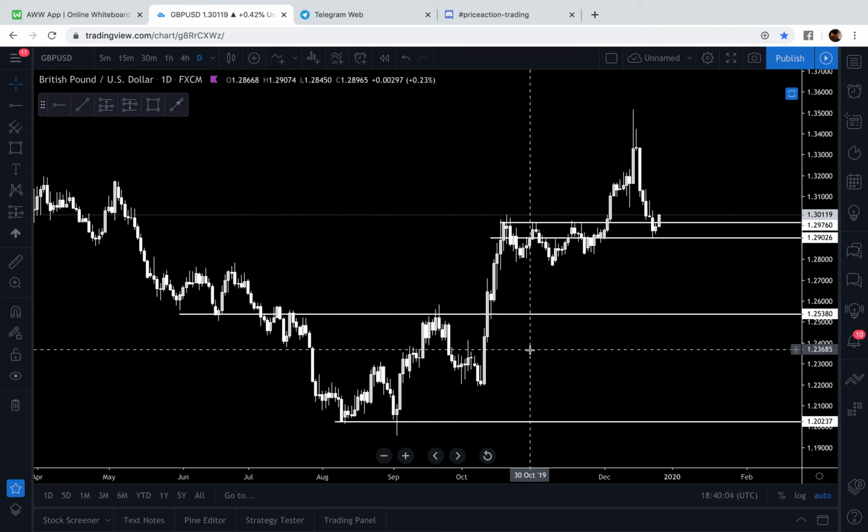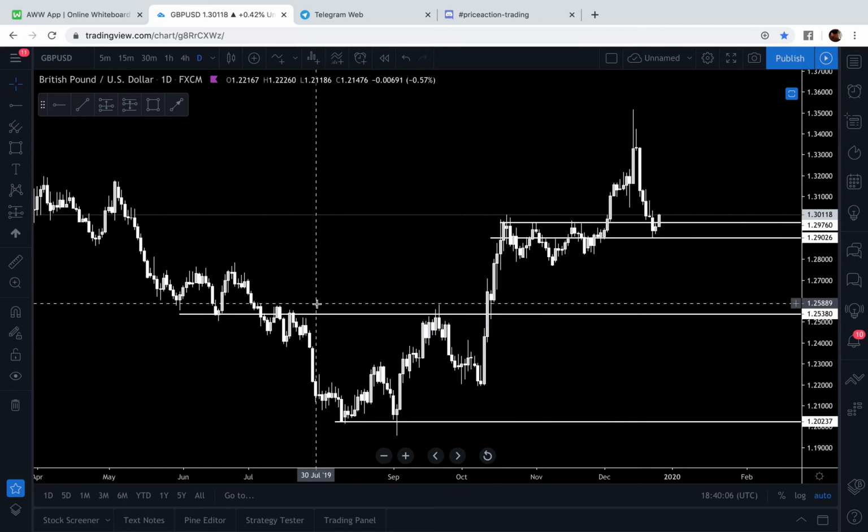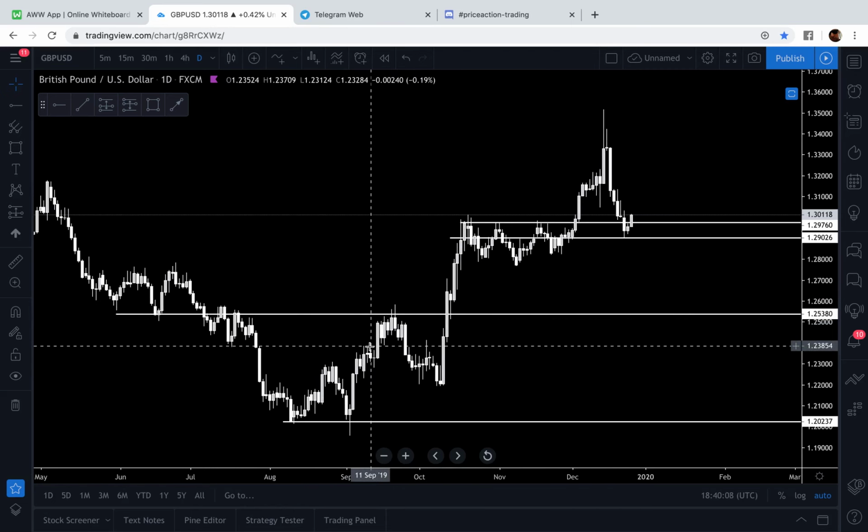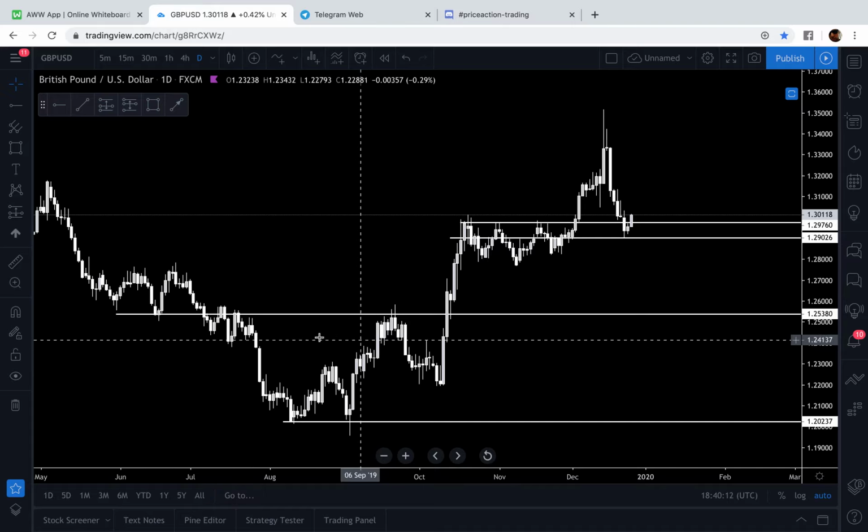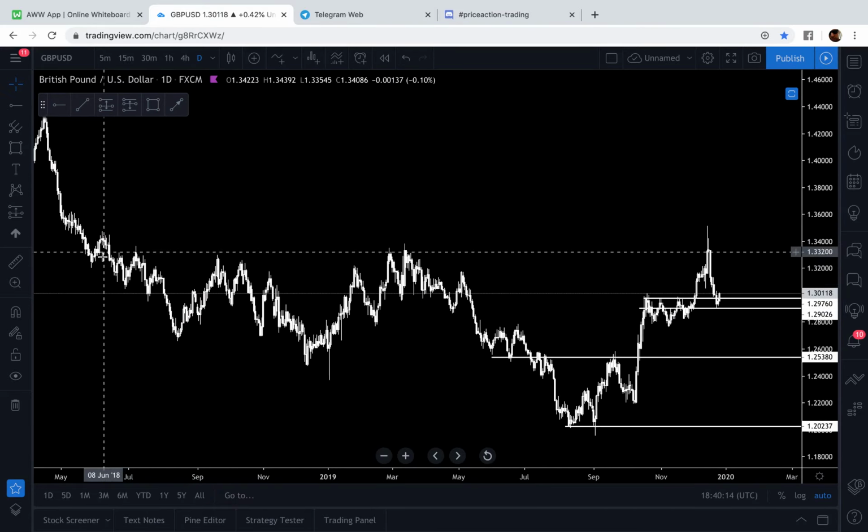And another thing is that you're going to want to use recent prices to draw your levels because they work a little bit better than having levels from way back here.